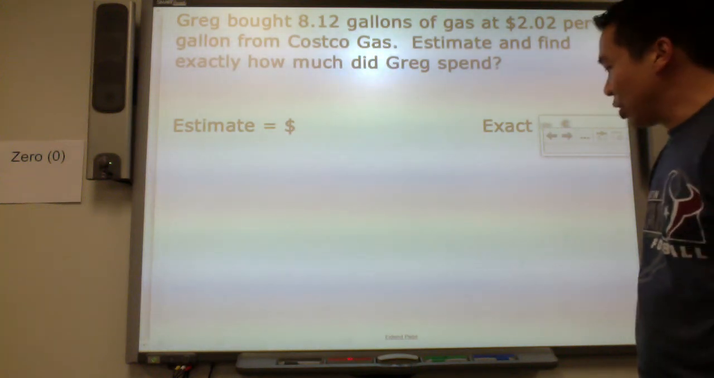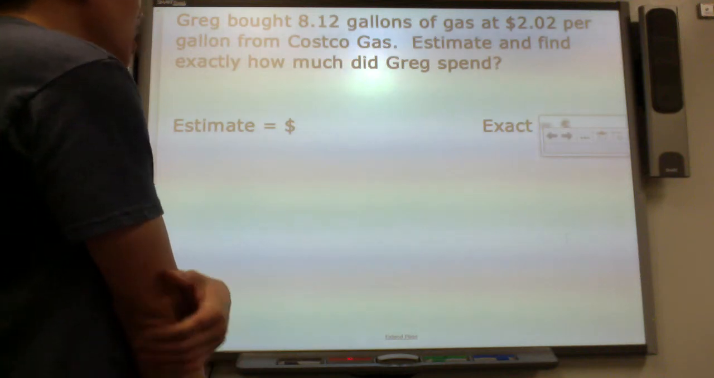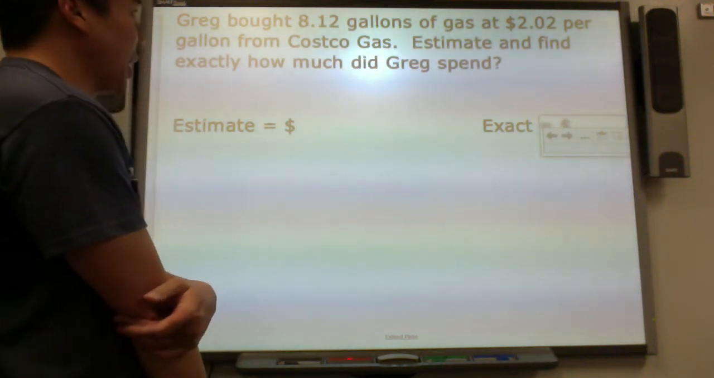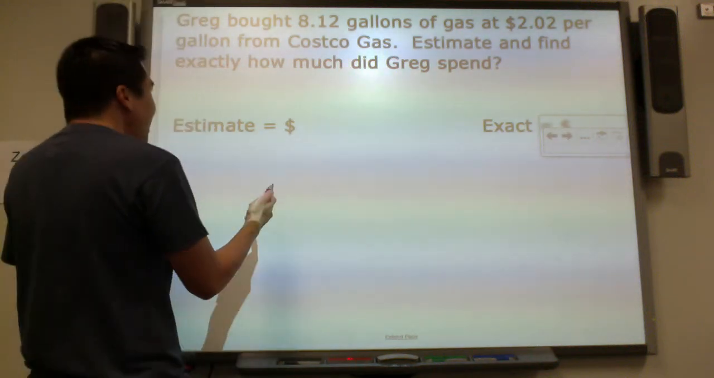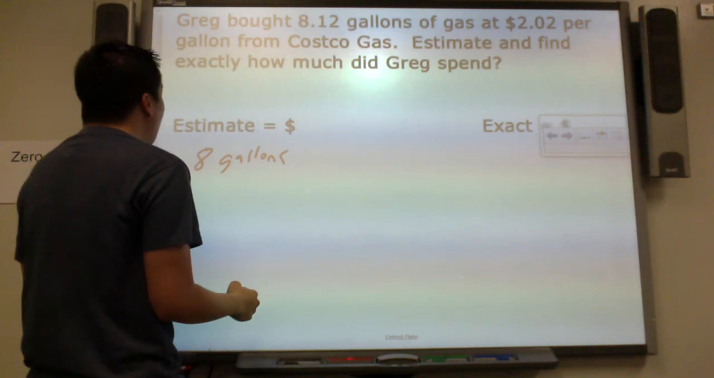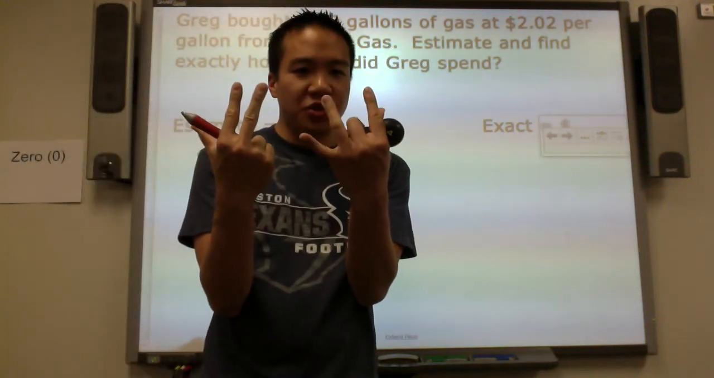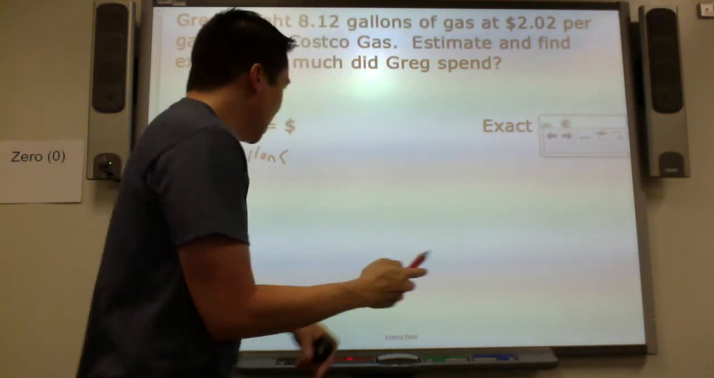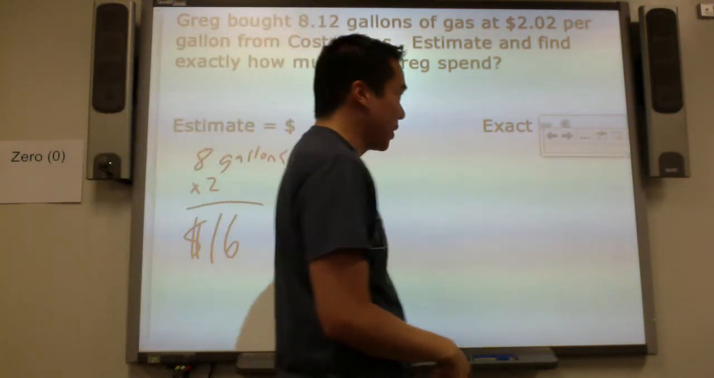All right, let's do our last question for today. Greg bought 8.12 gallons of gas at $2.02 per gallon from Costco Gas. Estimate and find exactly how much he spent. Let's estimate first. He bought about 8 gallons at $2 per gallon. So each gallon costs $2. 2, 4, 6, 8, 10, 12, 14, 16. So he spent about $16 if you estimate.